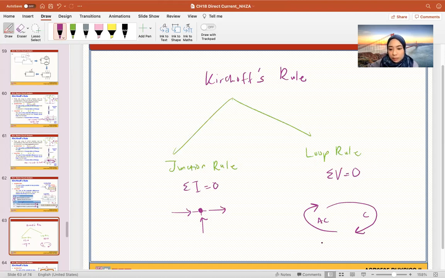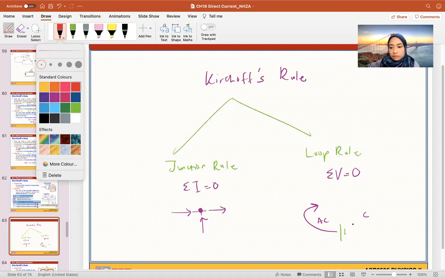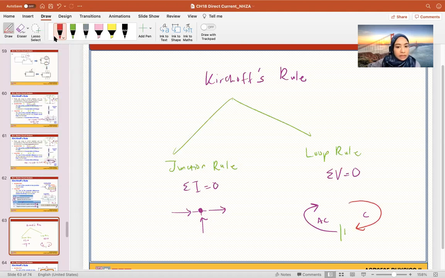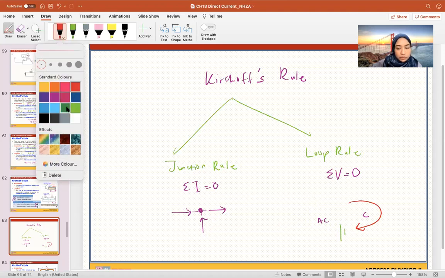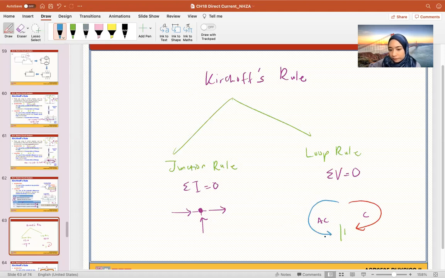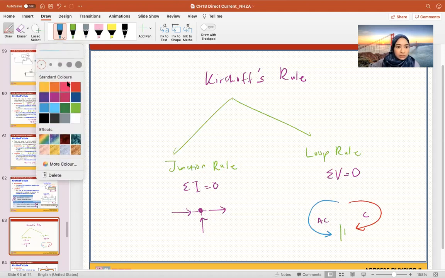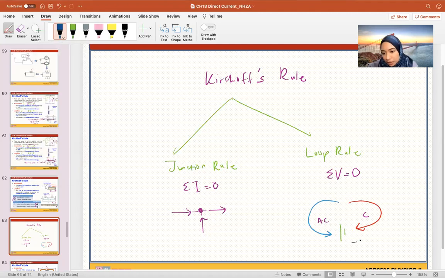So remember when you see the positive side of the battery first, let me do it like this. This is clockwise, anti-clockwise is the opposite. Let me use blue. So anti-clockwise is this way, clockwise is this way. If my loop is clockwise, I will see the negative side first, so this becomes negative V. If I use my anti-clockwise loop, I will see the positive side, so this becomes positive V.